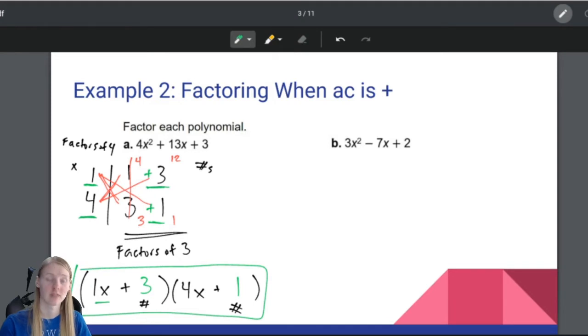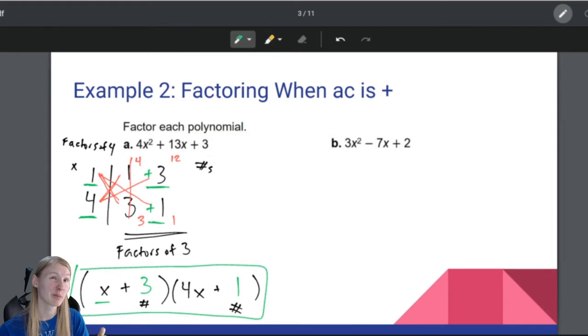Ta-da! Now, do I need the 1 right here? Do I need that 1 in front of the x? No. I don't need it. Technically, I could just do x plus 3 like that. It really doesn't matter. So there you go. That's your answer. That is your final answer for this question.